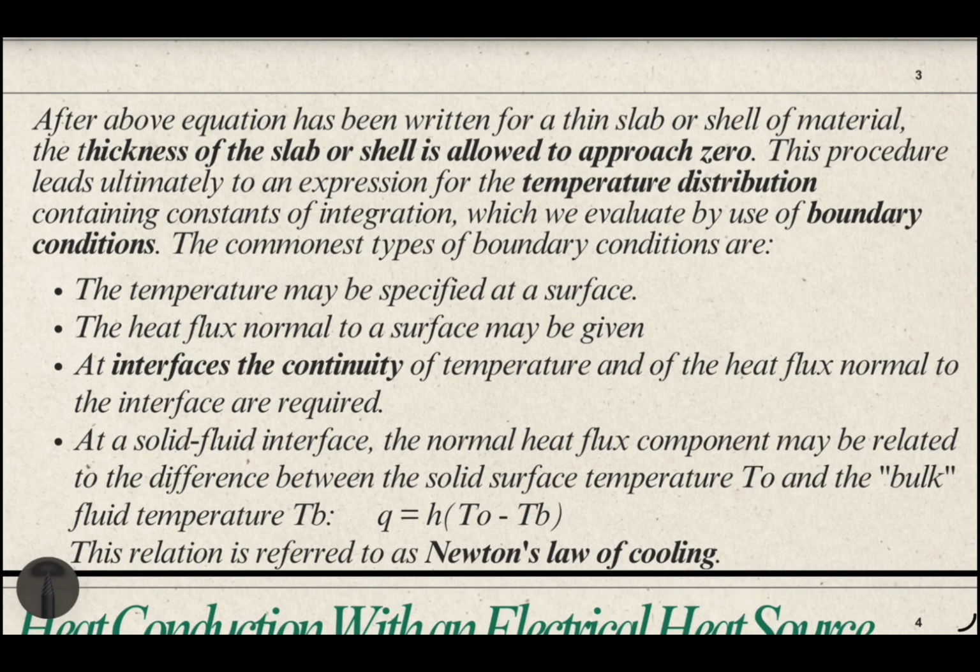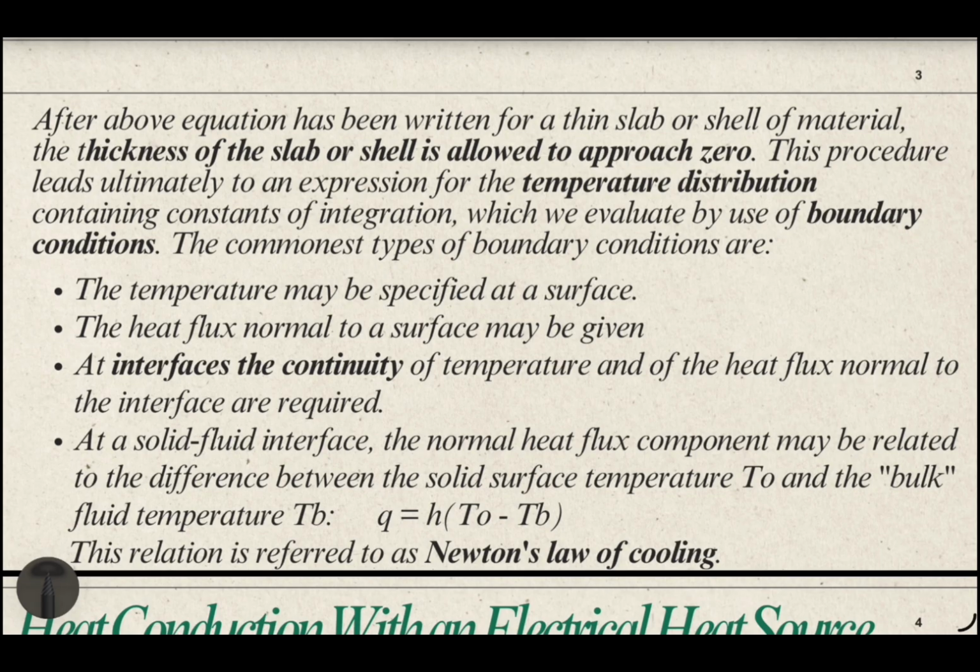The first boundary condition is that the temperature may be specified at the surface. In the problem, the temperature of any surface or temperature at any distance or any point would be given. So this is the first condition. The second condition is the heat flux normal to the surface given directly, like how the temperature is given. For some particular cases, heat flux would be given, either 0 or whatever its value might be. Now the third boundary condition is that at the interface the continuity of temperature and the heat flux normal to the interface are required.